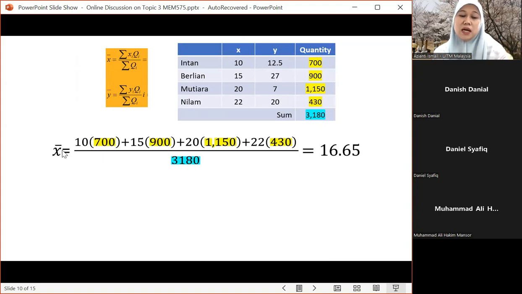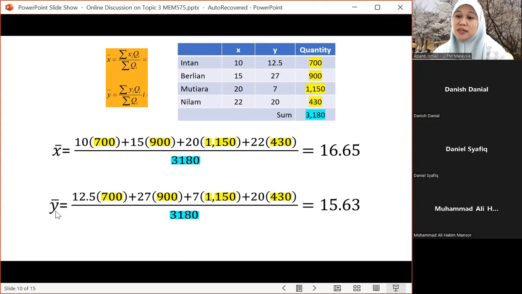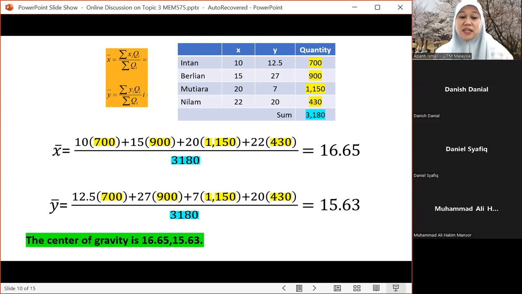So the formula is, for X, you multiply the coordinate X with the quantity for each location. So 10 times 700 plus 15 times 900 and then plus 20 times the volume and then 22 times the volume, then you sum and divide by the sum of the volume. So you get 16.65. Do the same thing for Y. So now you use this column times the quantity for each location, and then you sum, then divide again by the sum of the volume, 3180. So you get 15.63. Okay, finished? Not yet, because they ask what is the best location. So the center of gravity is 16.65, 15.63. That's the answer.